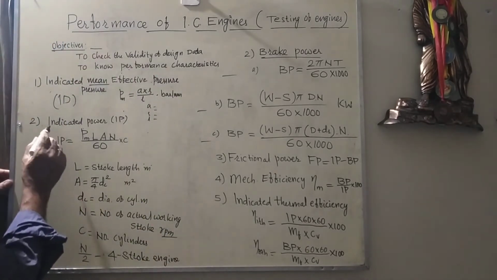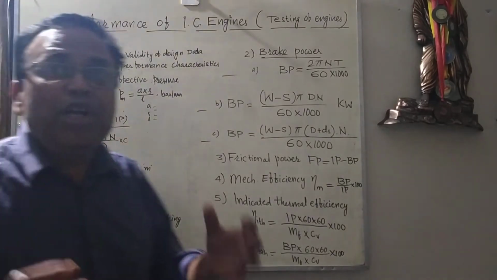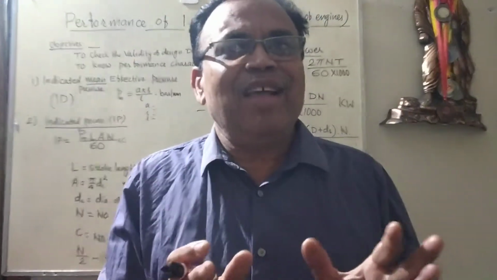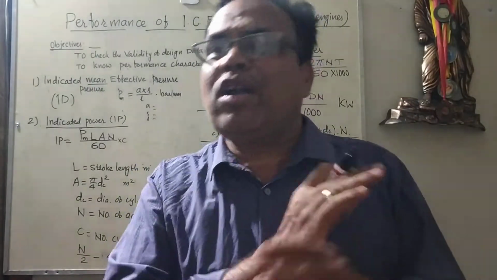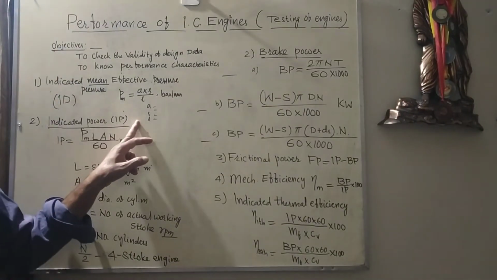So now, indicated power. What is indicated power? Indicated power is simply the power induced inside the engine cylinders. After complete combustion of an air and fuel mixture in the cylinder, whatever power is released is called indicated power. It is represented by IP.